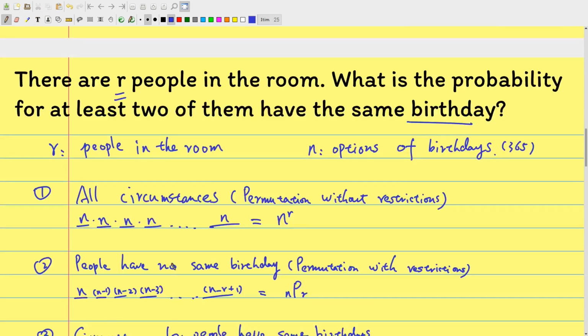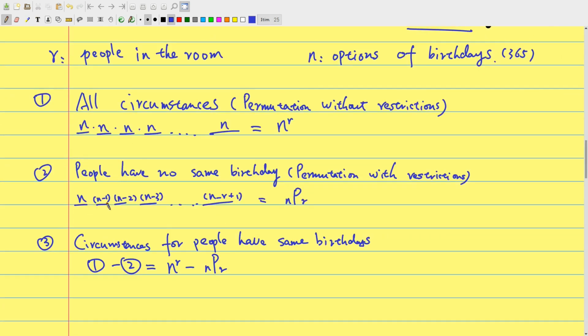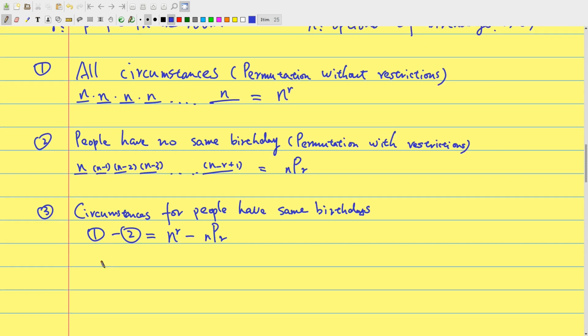Now, the question asks for the probability for at least 2 of them to have the same birthday, right? We just use the difference divided by all circumstances, and we can get the probability. Now the fourth step: 1 minus 2, this should be the 3, over all circumstances, which is 1. Then we can get the probability for at least 2 people having the same birthdays. It also covers the probability for 3 people, 4 people, and any number of people having the same birthday.